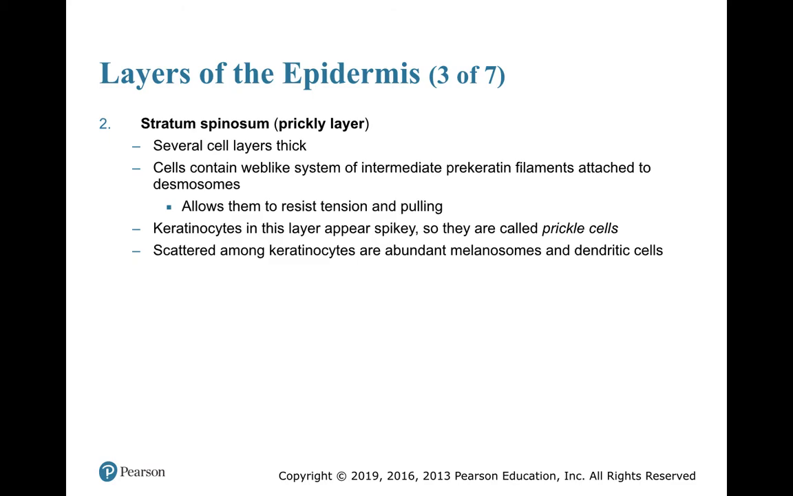Above that is the stratum spinosum, which is the prickly layer, the spines, spinosum. It's several cell layers thick, and cells have a web-like system of intermediate prekeratin filaments attached to desmosomes. Those filaments allow them to resist tension and pulling. And the keratinocytes in this layer are spiky, so they are also called prickle cells, and scattered among the keratinocytes are melanosomes and dendritic cells.